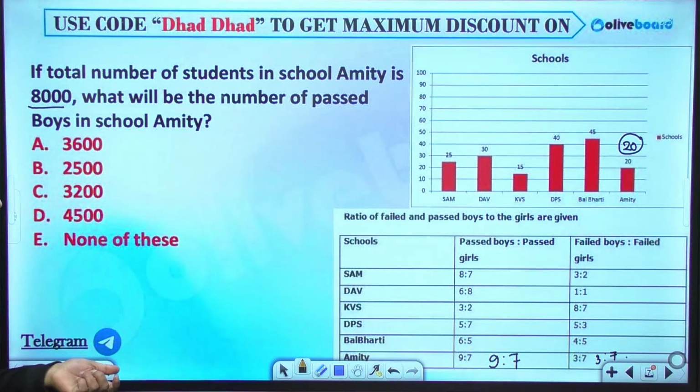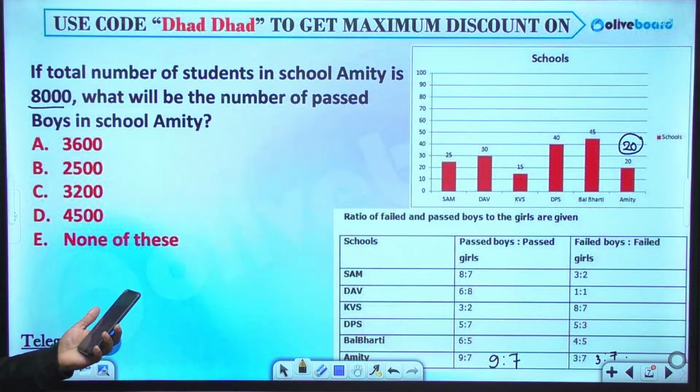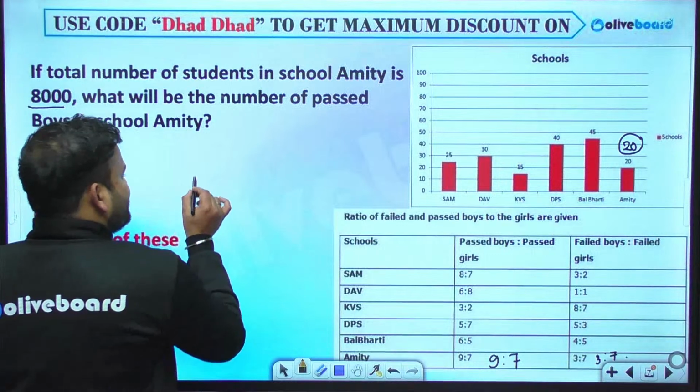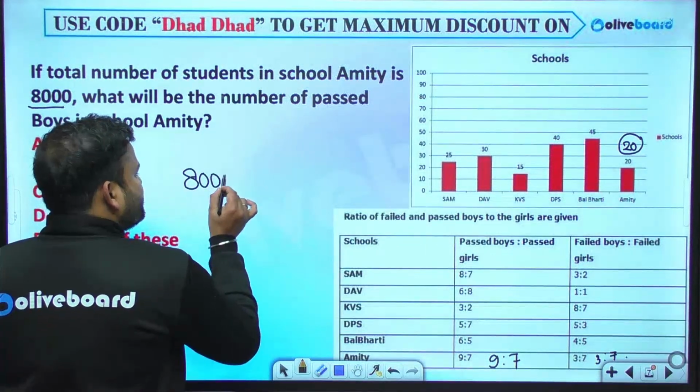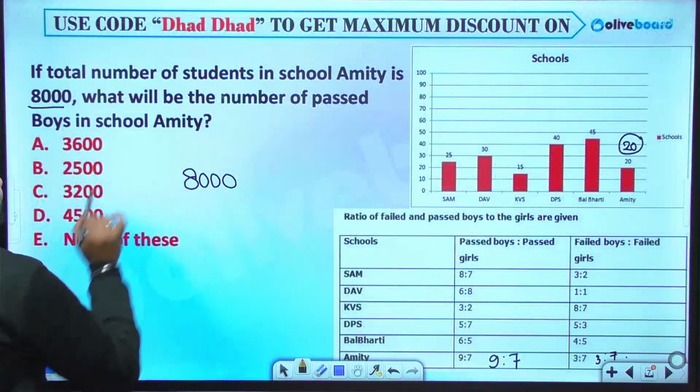So you are here to calculate the number of passed boys. Find it out. Let's see who's giving the answer. Very good Shaurav, very good Avi Rockstar. How many students are there? Sir, 8,000 students are there. Which school you are talking about? MIT. MIT is 8,000. What you are talking?